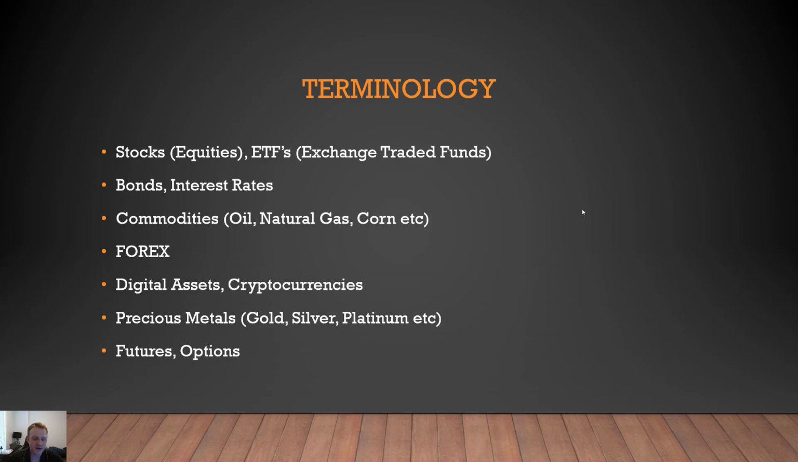Precious metals: gold, silver, platinum, palladium. Again, there's overlap between precious metals and commodities and money even. There's some overlap in these categories. Certainly you can look into that more.